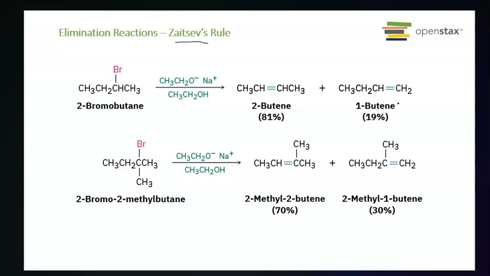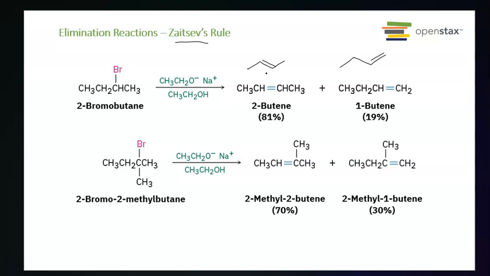Okay, here if you look, there are two products. Maybe this is more clear when I draw it out as a skeletal structure. One of the products is this, and then the second product is going to be this. Okay, so there are two ways by which the elimination can happen from this molecule.